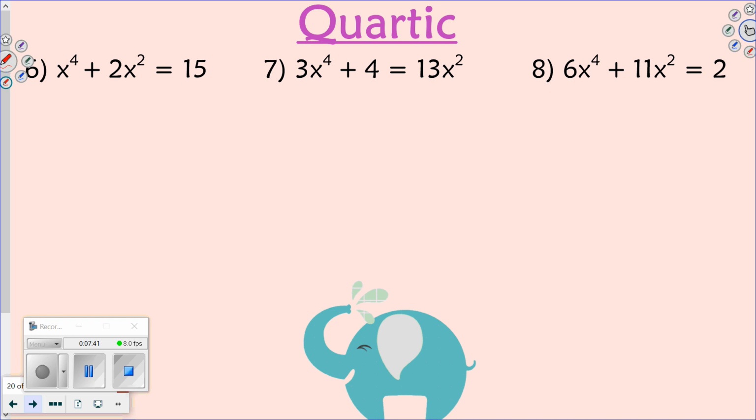All right, so number 6. Carson, what do you want to do first? Carson with a C. Good. Set it equal to 0. So x to the 4th plus 2x squared minus 15 equals 0. How do you factor quartics?